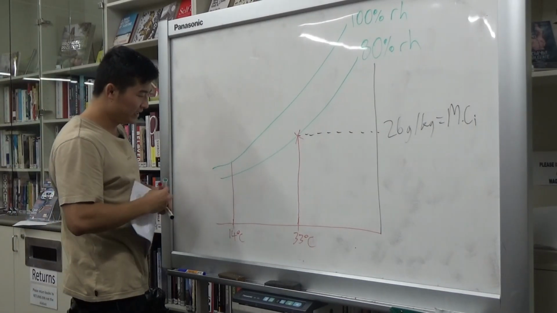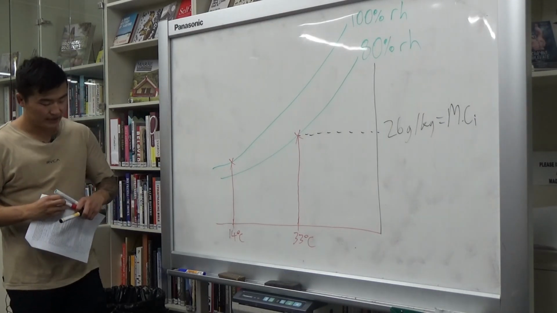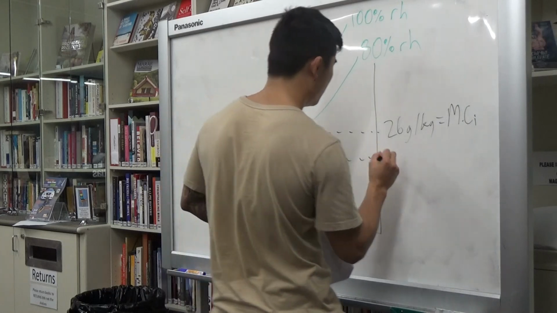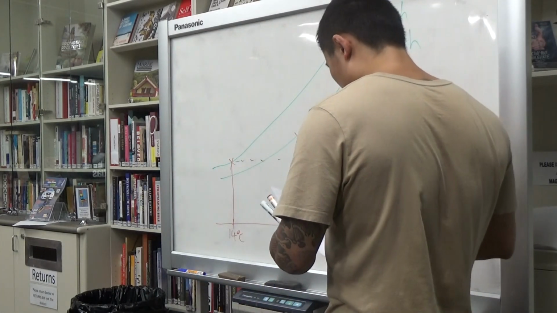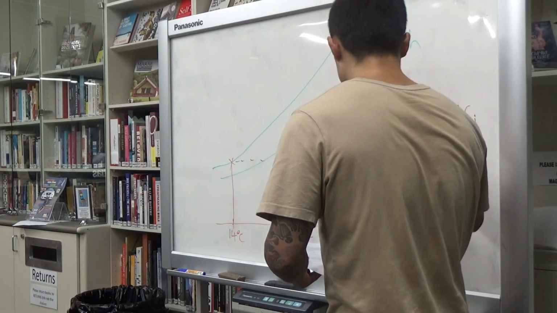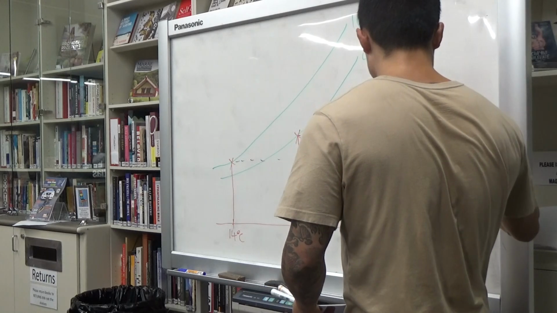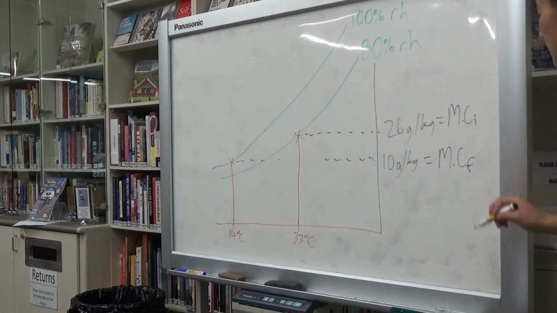So at this point here, this is now your new moisture content. And if you follow that across, it should be 10 grams per kilogram. So this is now your final moisture content. Okay?